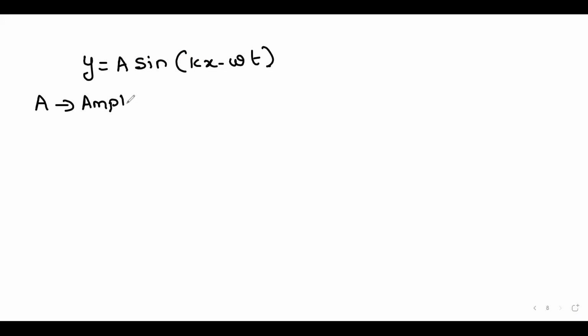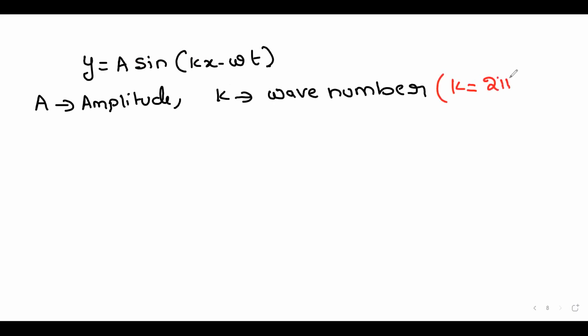So the equation of wave is y is equal to a sin kx minus omega t. In this, a is called amplitude, k is called wave number. Formula for k is 2 pi by lambda, where lambda is wavelength.